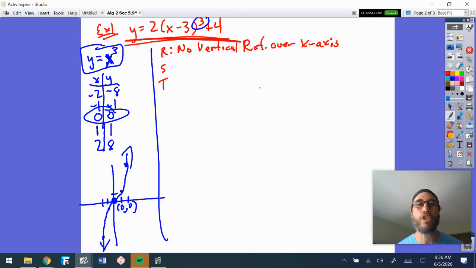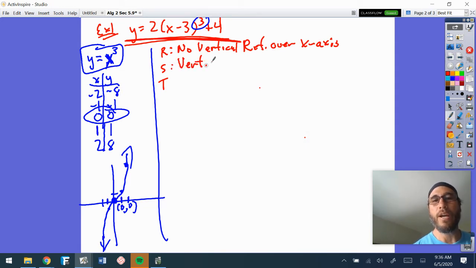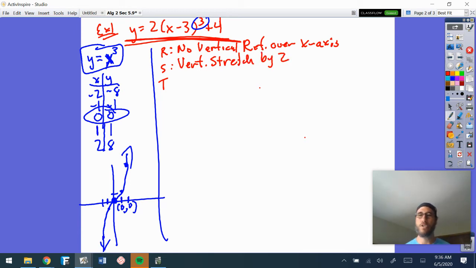Next, is there a stretch or shrink? And there is, because there's a 2 on the outside. It's 2 times. Remember, that affects it vertically, and it would stretch or shrink. Since the number is bigger than 1, we say it's a vertical stretch. So we say there's a vertical stretch by a factor of 2. Okay, it's 2 times.